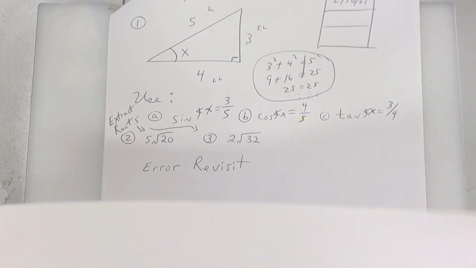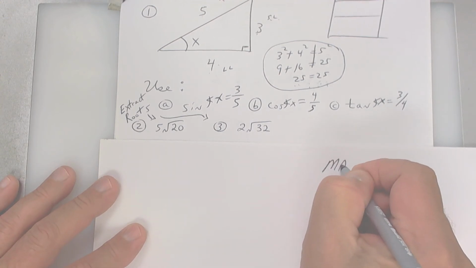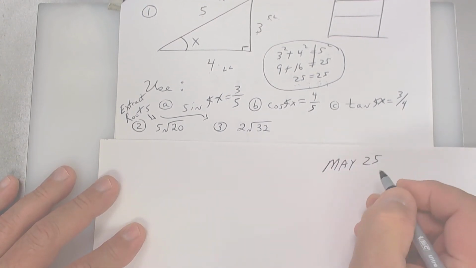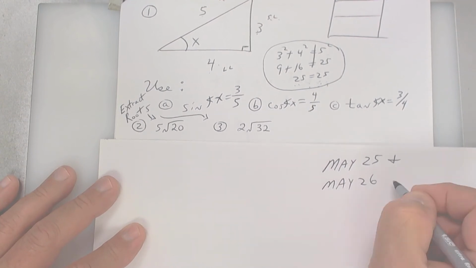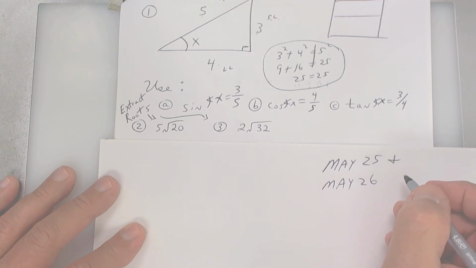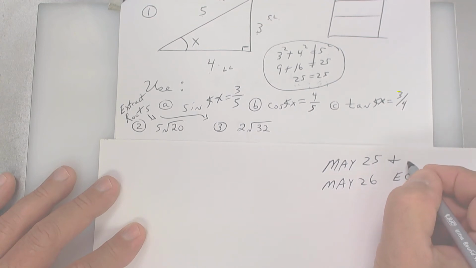All right, let's go on. On the EOC on May 25th, and I want you to write that down, and those of you at home write it down. May 25th and May 26th is your exam. Your final EOC. Apparently we're not going to have a third practice. This will be it. So that's your geometry EOC.